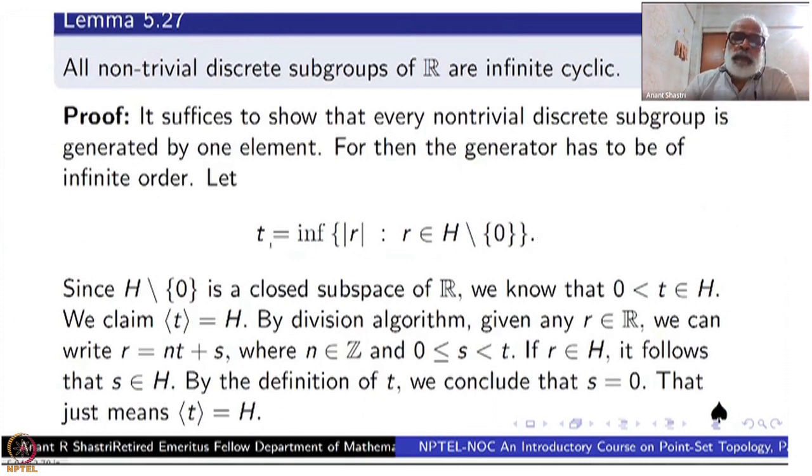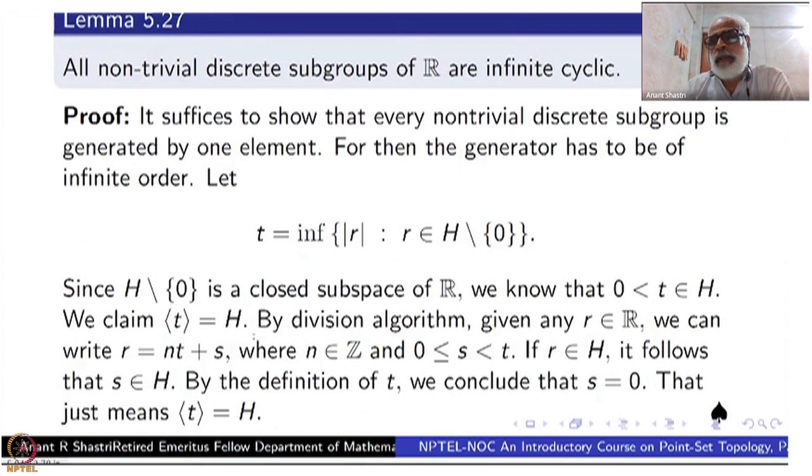Look at the infimum of mod r. Obviously, this is bounded below, so the infimum is well defined. But this is a discrete group, so it is a discrete set of points inside R. H minus 0 is closed also, so this infimum will belong to H minus 0. Therefore, this t is positive and belongs to H. That means, if I take 0 less than t, t itself is inside H. You may say mod t, or plus minus t is inside H, and if you change the sign, it will also be inside H. So having found an element like this, the claim is that t generates H. For this, all that you have to use is the division algorithm.